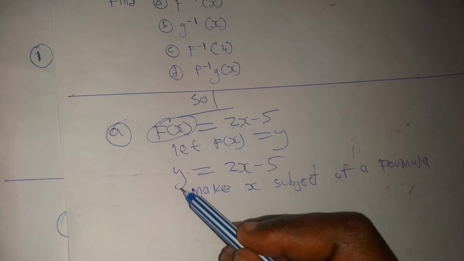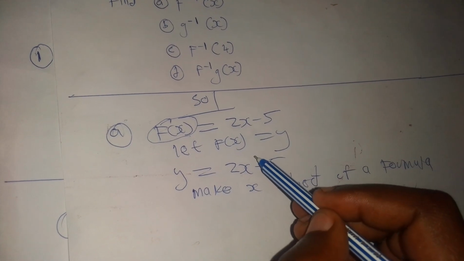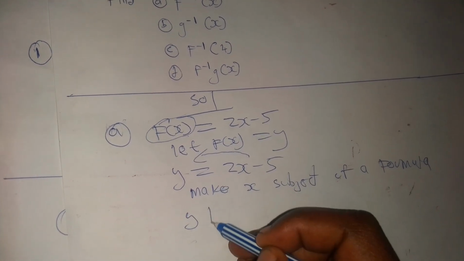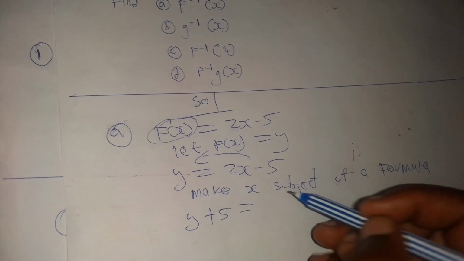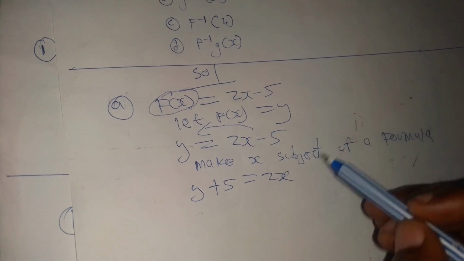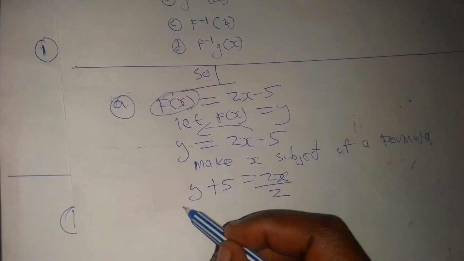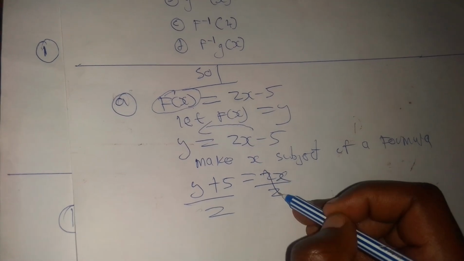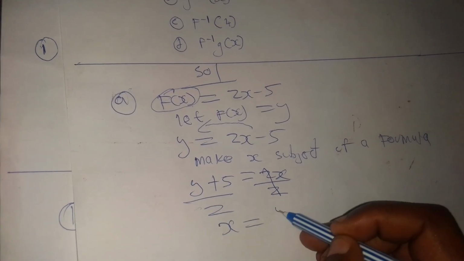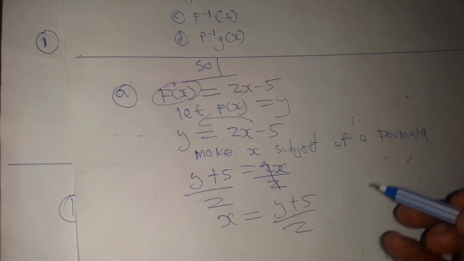So you have y equals 2x minus 5. To make x the subject of the formula, it means negative 5 will cross the equal sign. So you have y plus 5 equals 2x. So what do you do now? We want x to be independent. So you say over 2, you cancel. What will remain is x there. x is equal to y plus 5 over 2.